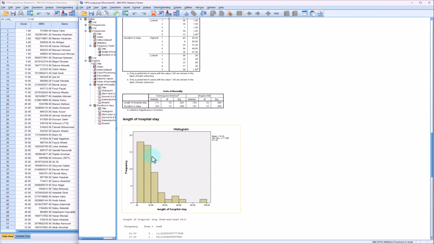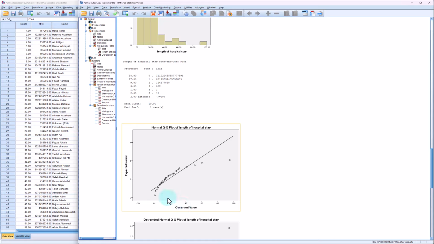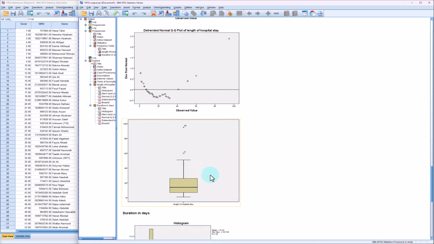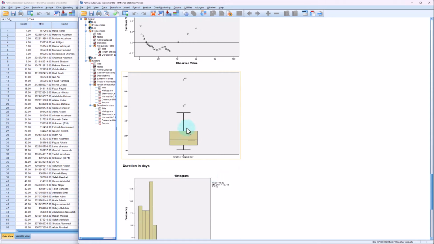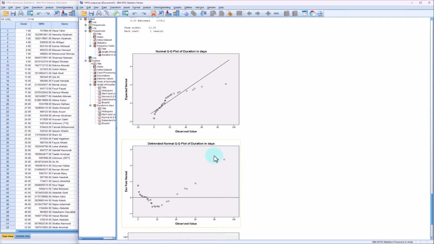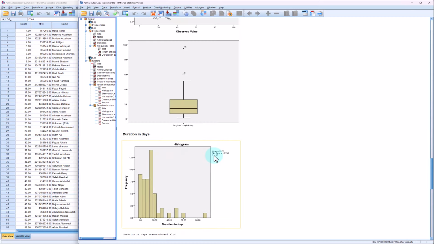Here we can also see a non-normal distribution in the histogram. A normal distribution should be bell-shaped. This is in no way bell-shaped data. And here we can also see that the dots or data points are not exactly following this diagonal line. So this data is not normally distributed. Here we can see that we have skewed values, or I mean outliers, in the data set. So these two variables are not normally distributed.